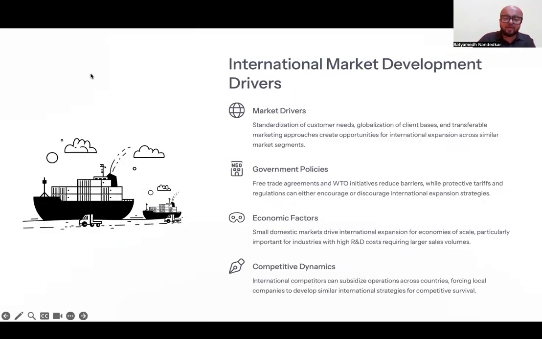Then, when it comes to development of international markets, what are some of the international market development drivers? How do you expand internationally? How do you expand globally? The first thing is understanding the market drivers, standardized customer needs, and global brands. Think of Nike, Apple, whose products appeal universally. Then government policies, free trade agreements and reduced tariffs encourage cross-border expansion.